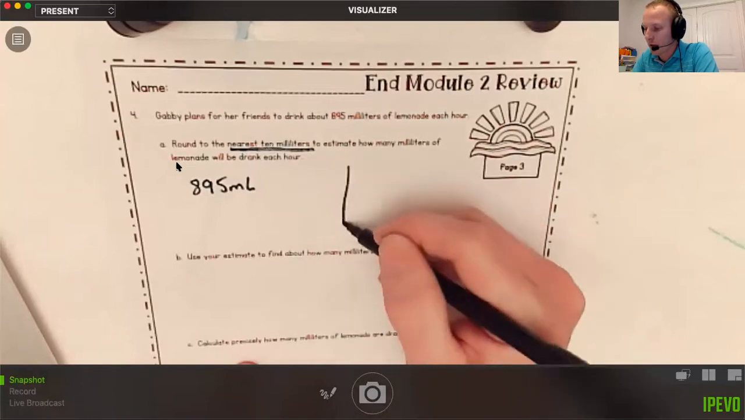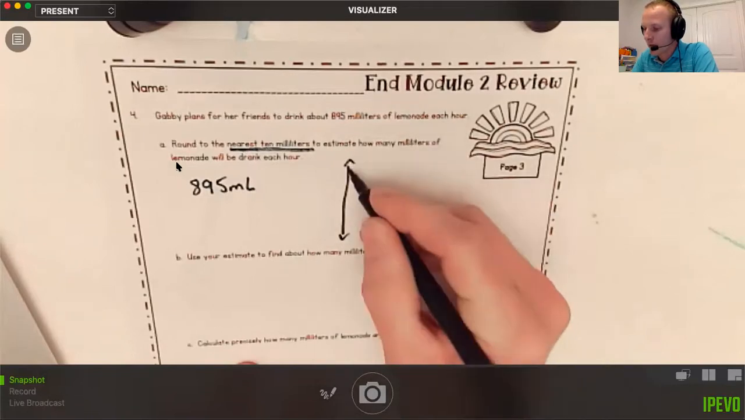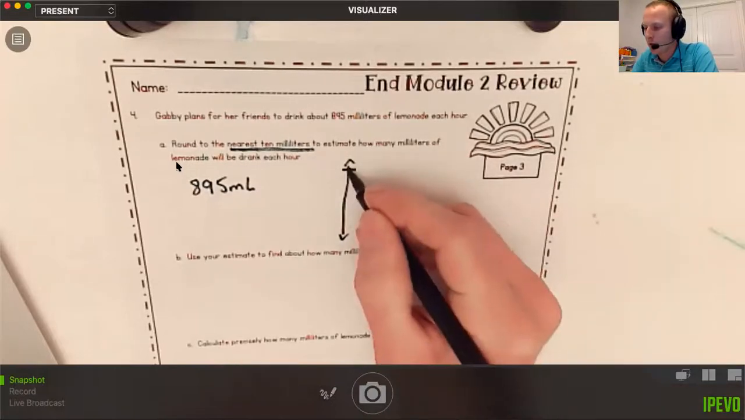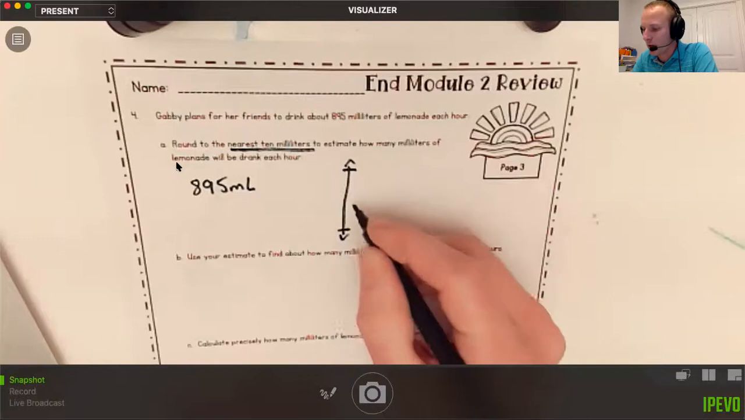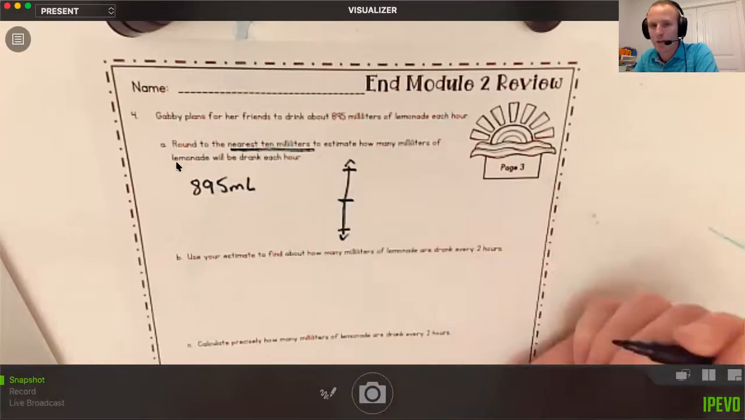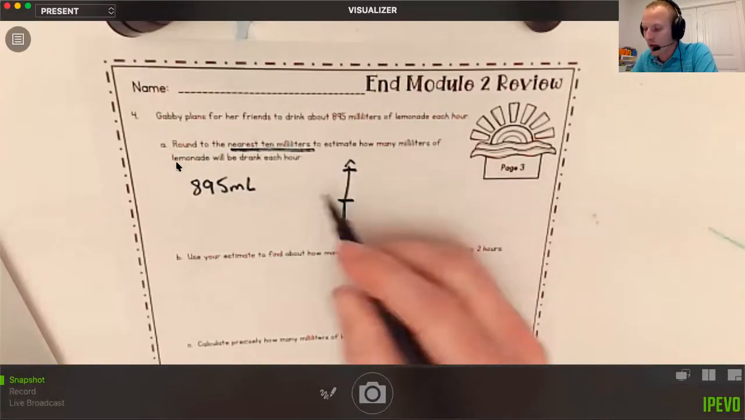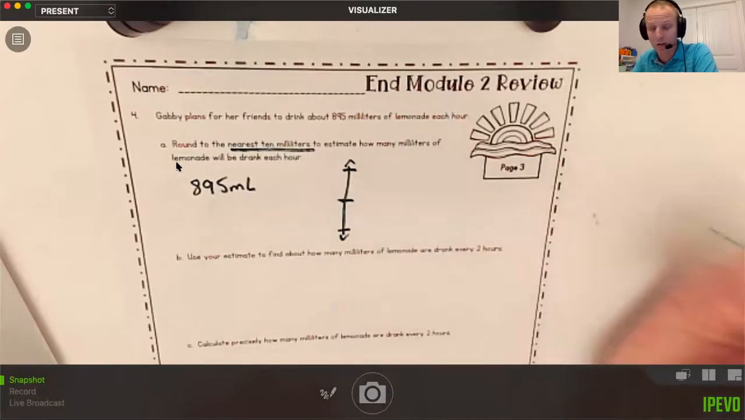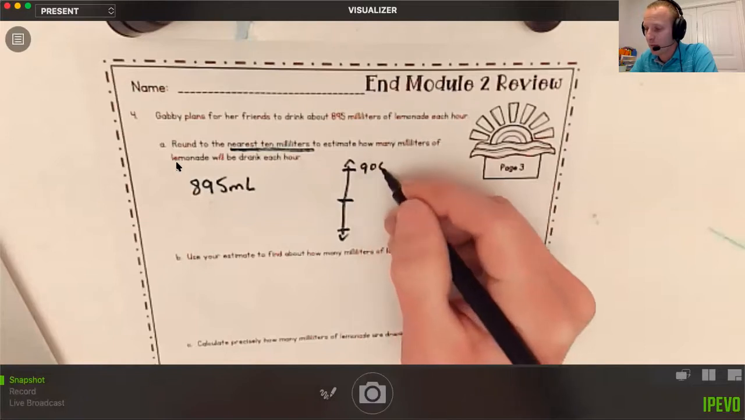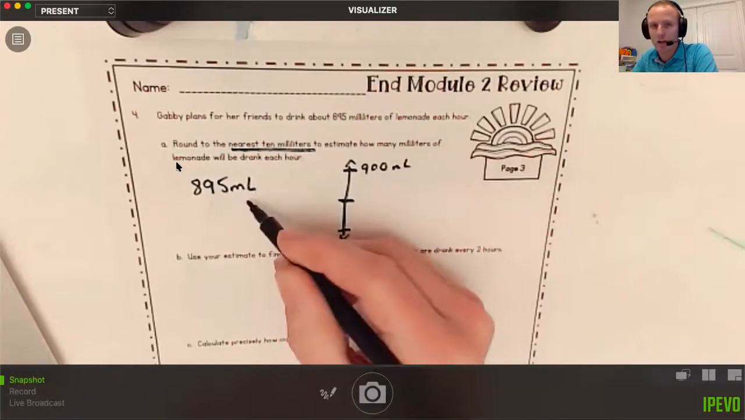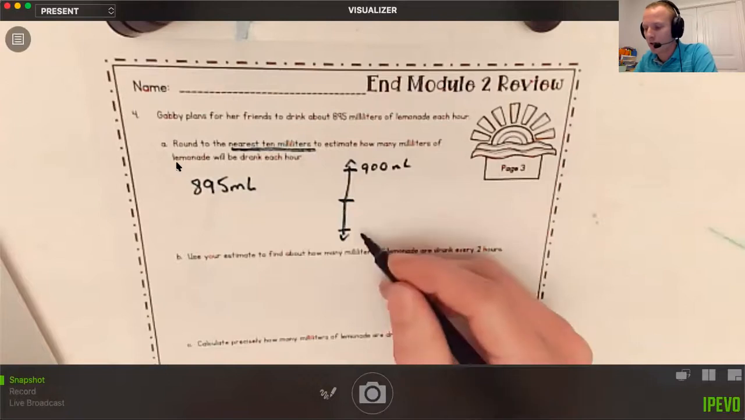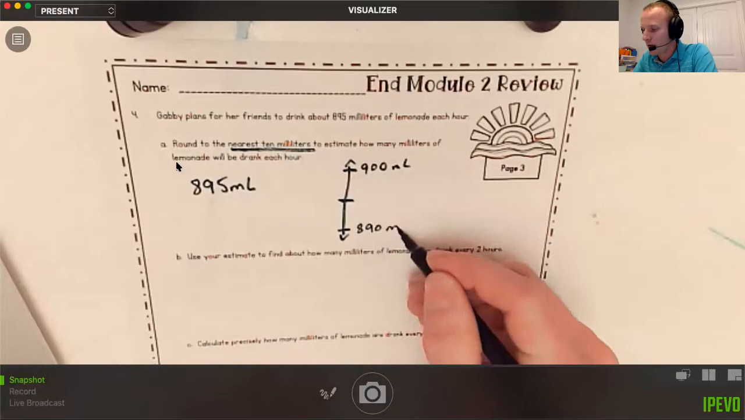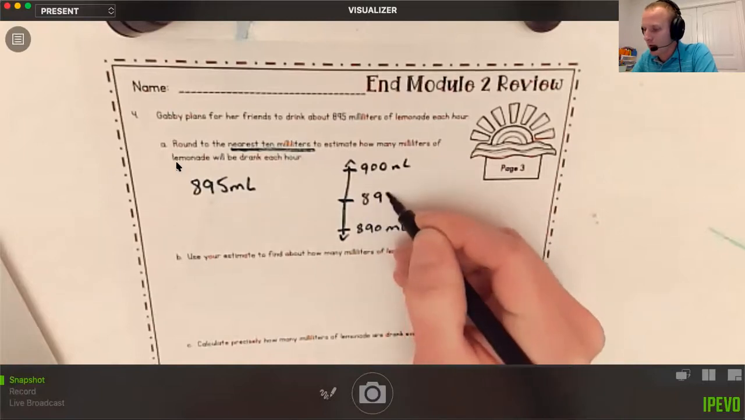So again, vertical number line. Some of you may not need a vertical number line at this point for rounding, but it's a good visual and it can certainly help. So I set it up like that. If I started at 895 and counted up, the next 10 I get to, the next thing that ends in 0 basically, is 900. And if I start at 895 and count backwards, the next 10 is 890 milliliters. And 895 is right in the middle.